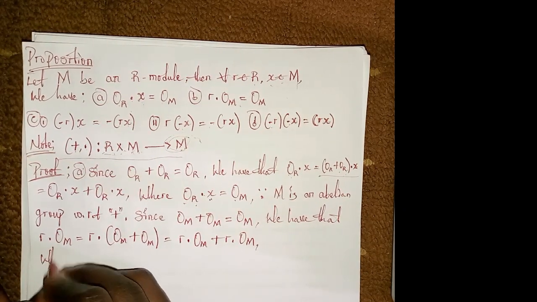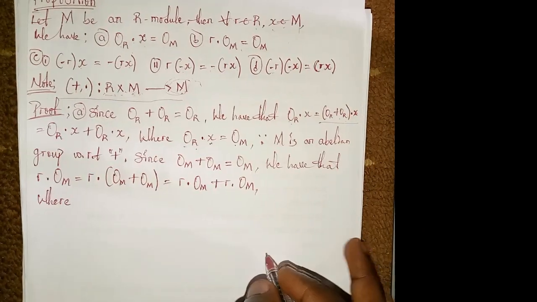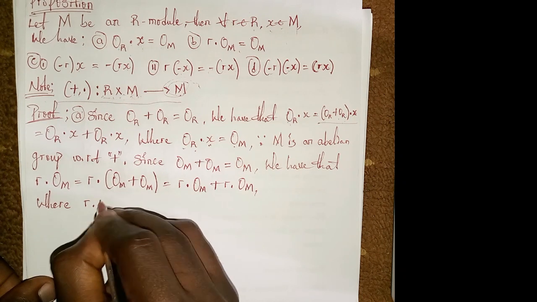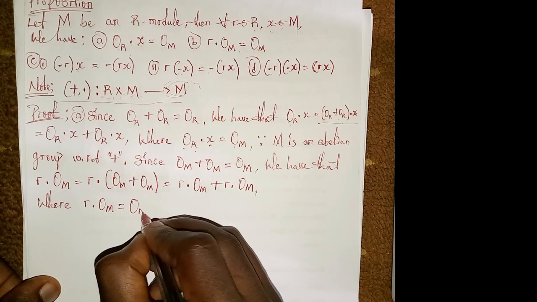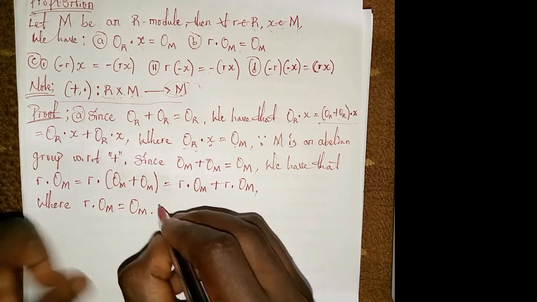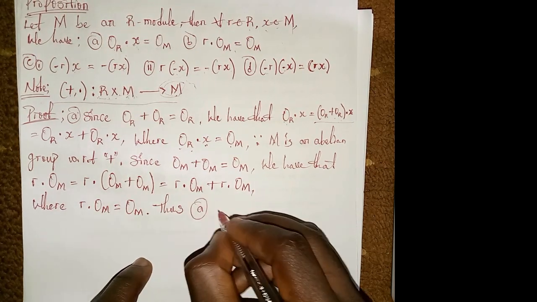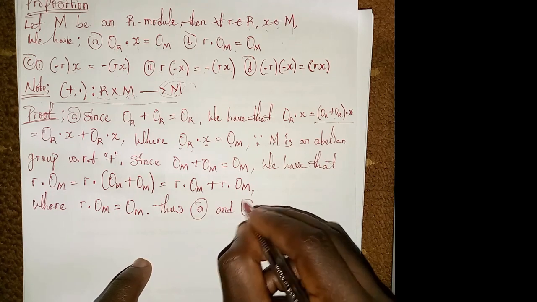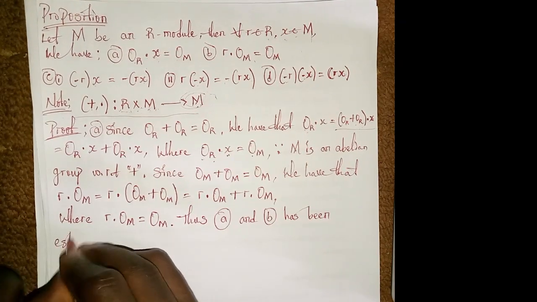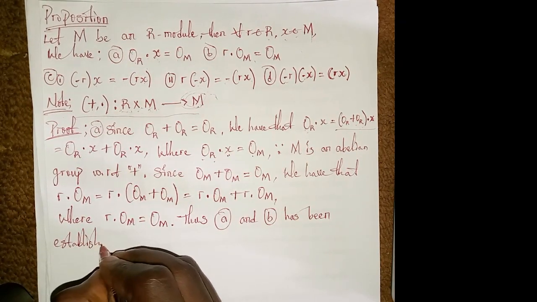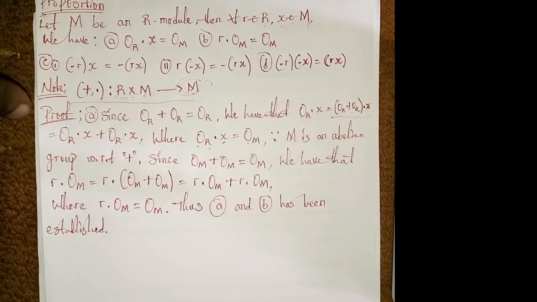Now, we proceed by saying where R multiplied by the zero module of M is equal to the zero module of M. Now we see that thus conditions A and B have been established. Now we proceed on to condition C1.